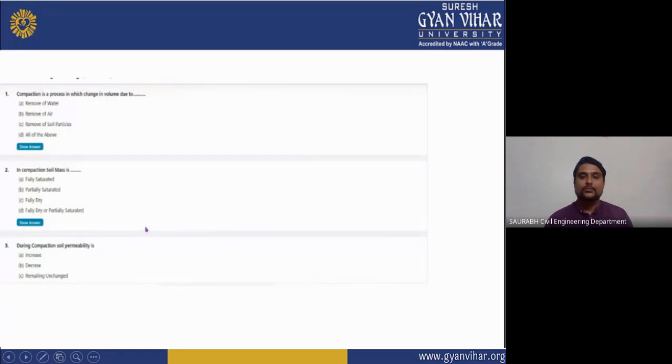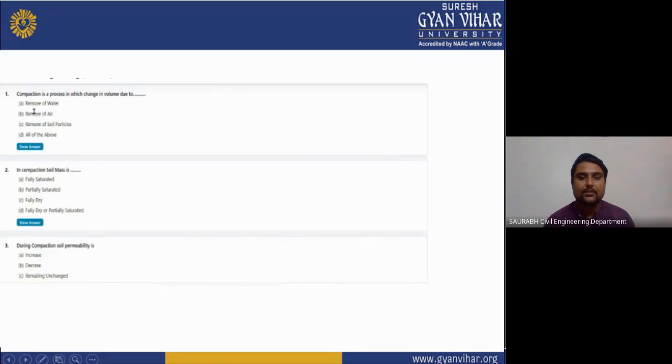The first MCQ question is: compaction is the process in which the change in volume is due to what? In this question, it is asking what we do in compaction. First option, remove the water. Second, remove the air. Third, remove the soil particles. And the last one is all of the above. So we will see what our right answer is.